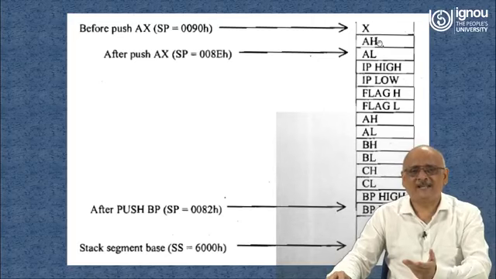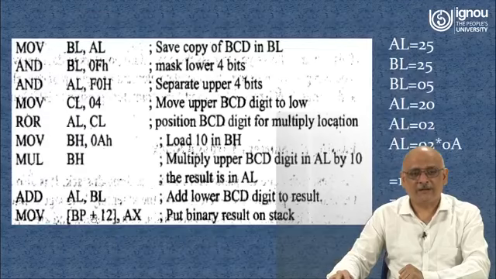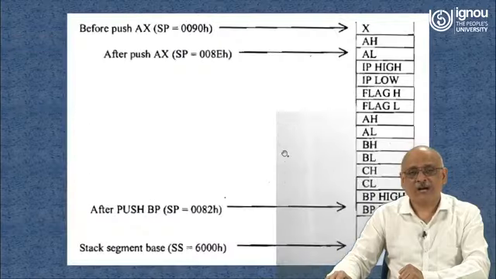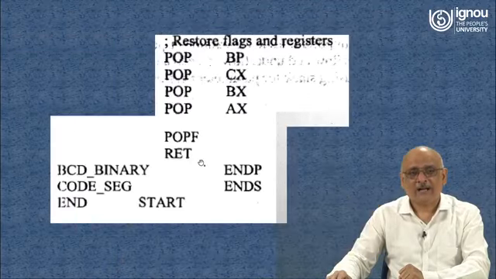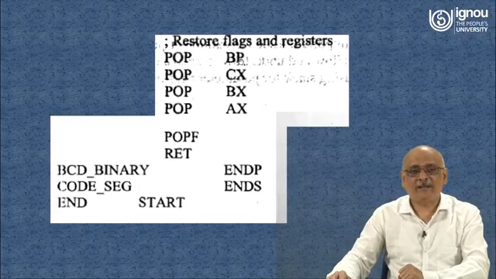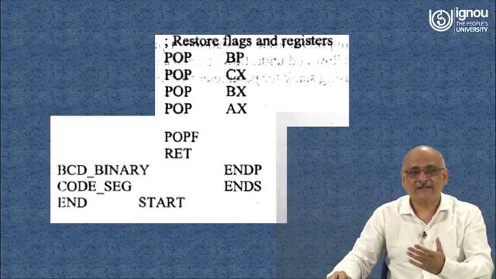AH is just a side effect because AH has to be pushed in that particular case, but now the AL value has been changed by doing this particular operation. Okay, BP plus 12, that location gets the AX register. So now the value has been put back onto the stack, and the next statement will be to restore the flags, so that the side effects of the subroutine are over.